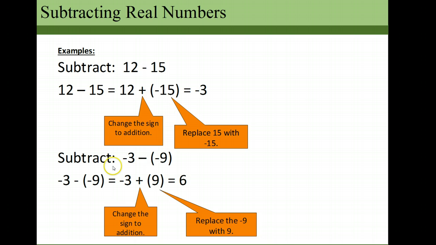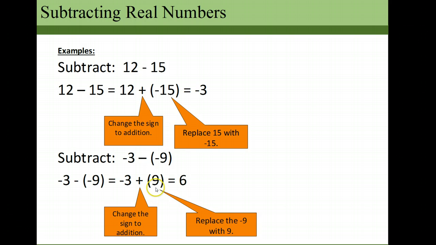Let's try this one down here. Let's subtract negative 3 minus a negative 9. So we start by rewriting the problem, negative 3 minus a negative 9. Change the sign of subtraction to addition. Now we replace negative 9 with its additive inverse. The additive inverse of negative 9 is 9. Now we perform the addition. Negative 3 plus 9, I'm going to use the number line model. Start at negative 3 and move 9 units to the right.